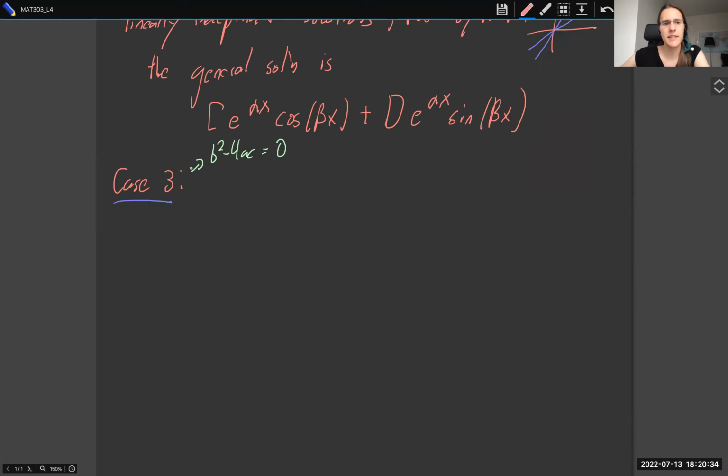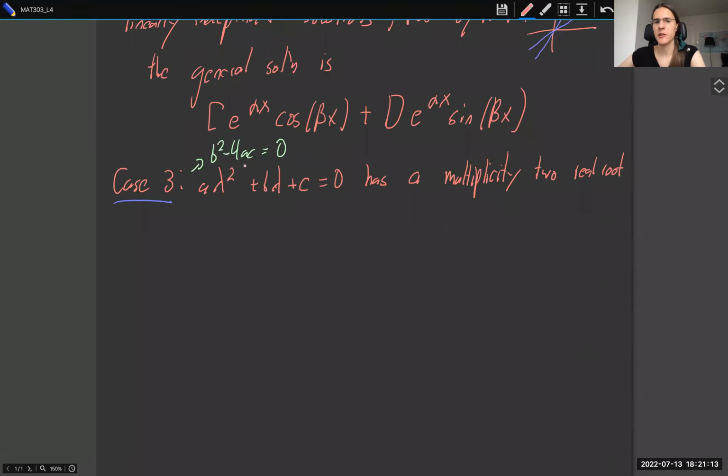And so this is the case where lambda squared plus b lambda plus c equals 0 has a repeated, or I'll say a double, or a multiplicity 2, maybe, real root. And by the quadratic equation, it would necessarily be real.